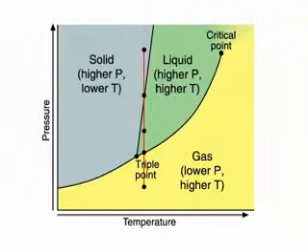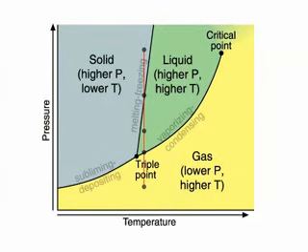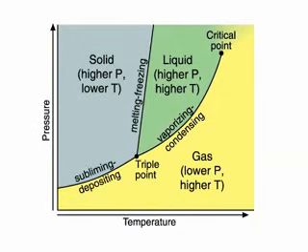Notice that if we start at any temperature lower than, to the left of, the triple point temperature, we move directly from solid to gas. Here's the phase diagram showing all the regions, points, and equilibrium processes.